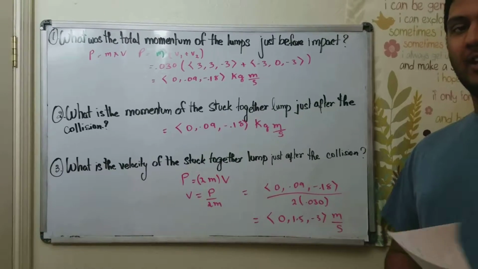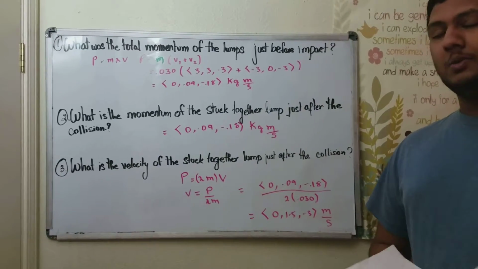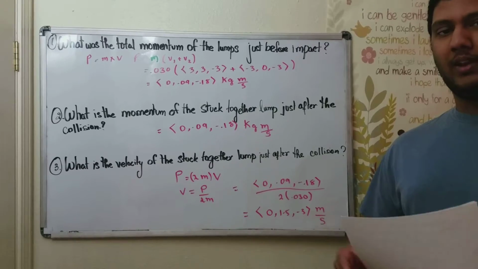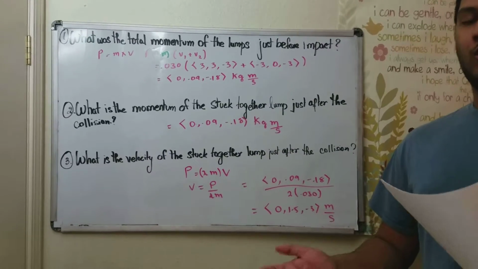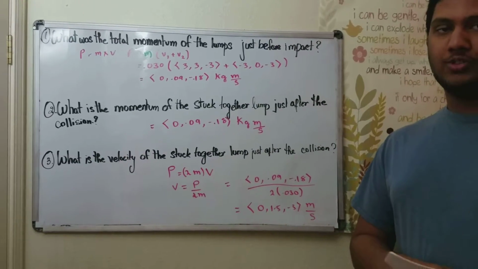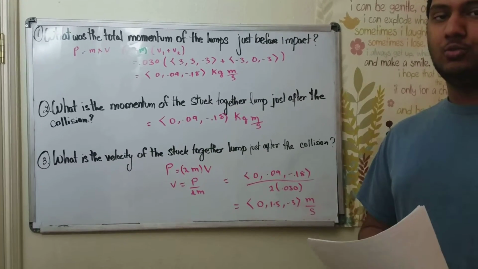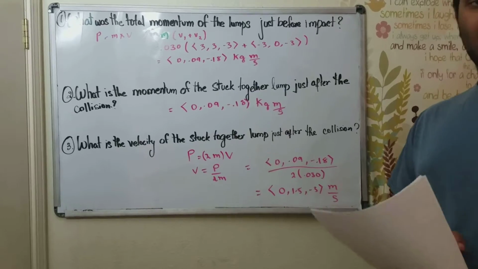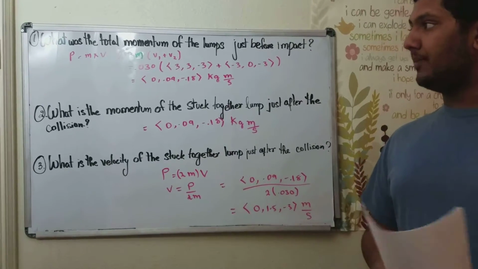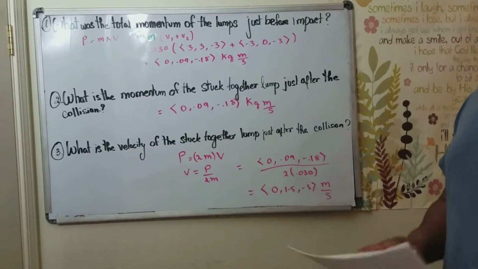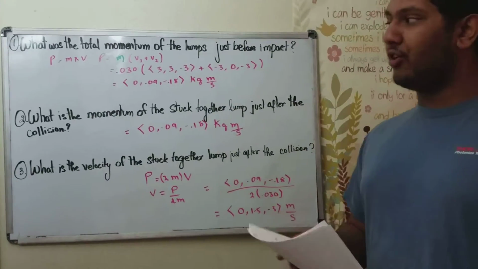Assessment 4, and the question states that you and a friend are holding wet clay, about 30 grams each. You throw them up in the air, with the first object having a velocity of (3, 3, -3) and the second object a velocity of (-3, 0, -3). So the first question asks: what is the total momentum of the lumps just before impact?